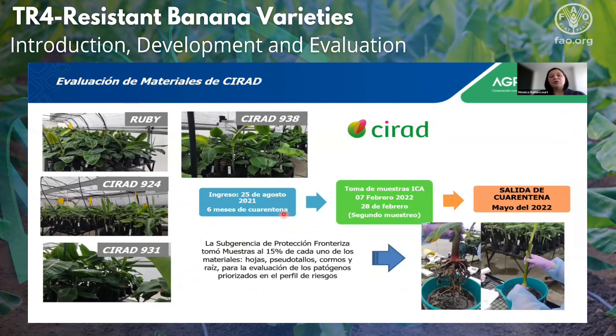En este momento nosotros ingresamos el material de CIDAD el 25 de agosto del 2021. Entraron estos 4 materiales: Rubí, CIDAD 924, CIDAD 931 y 938. El ICA tomó muestras para los análisis fitosanitarios y la aplicación de esta plataforma el 27 de febrero, y el 28 de febrero repitió, hizo un segundo muestreo, y afortunadamente todo salió súper bien.